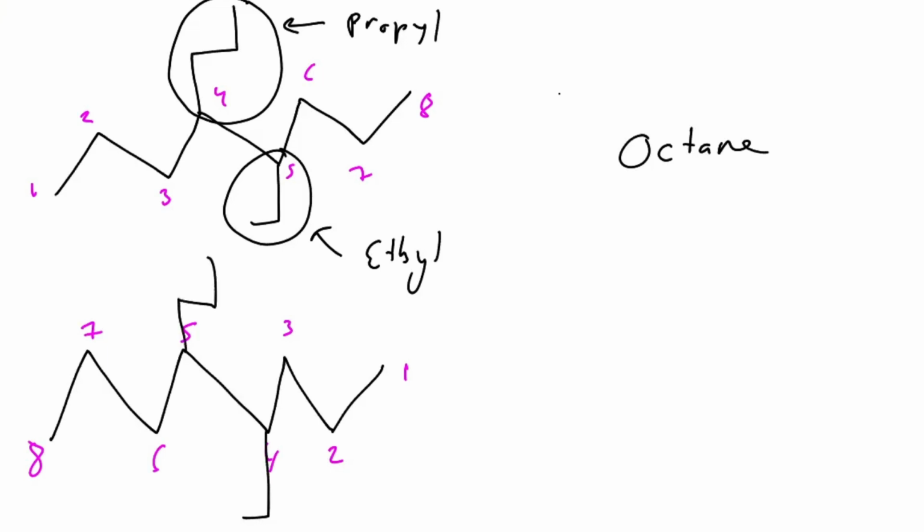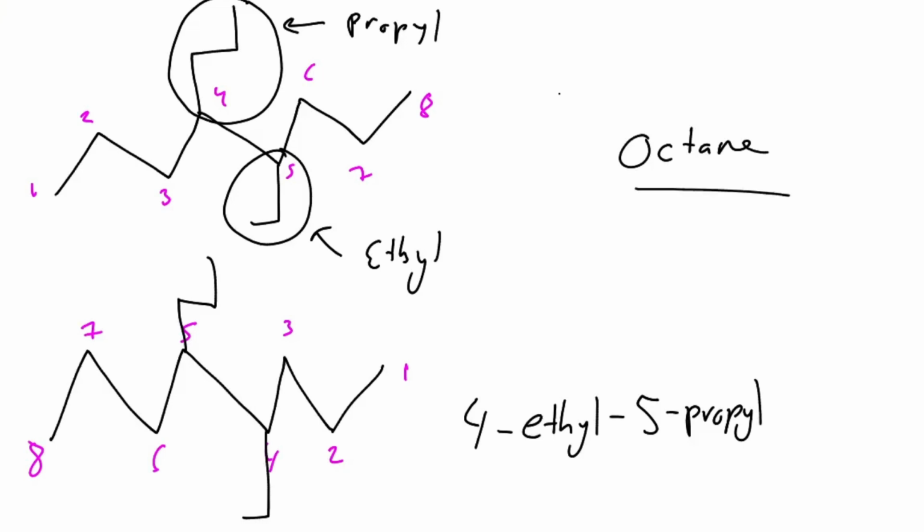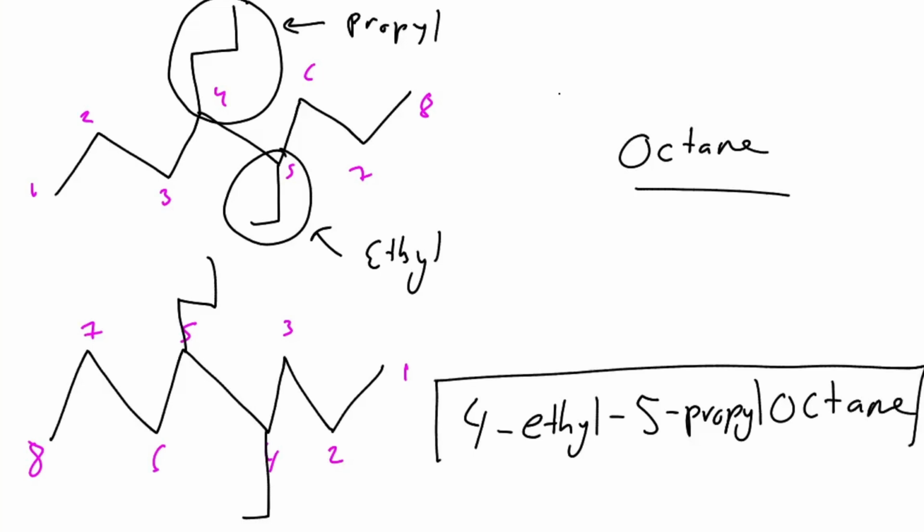All right? So when we're naming this, the correct name would be 4-ethyl. As you can see there, ethyl's on 4, so it would be 4-ethyl. And then we look at our propyl next. Now on number 5 over here, it'll be 5-propyl. Octane, which is our parent. So that's how we can name it. And this is what we're going to be using to name it right over here. This is the correct one.